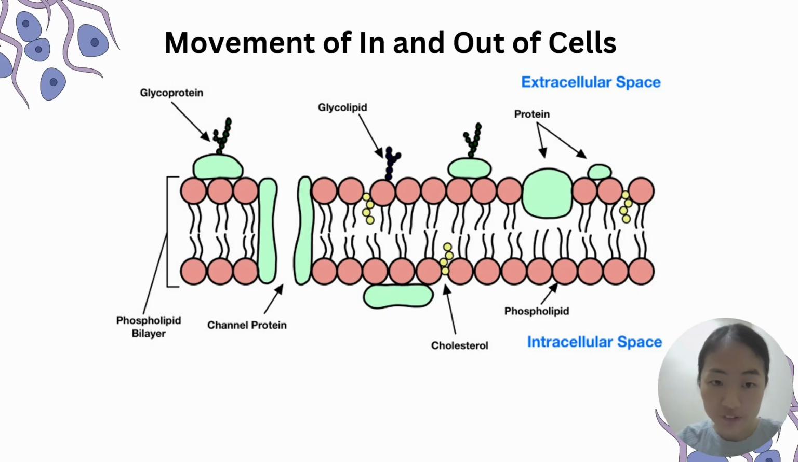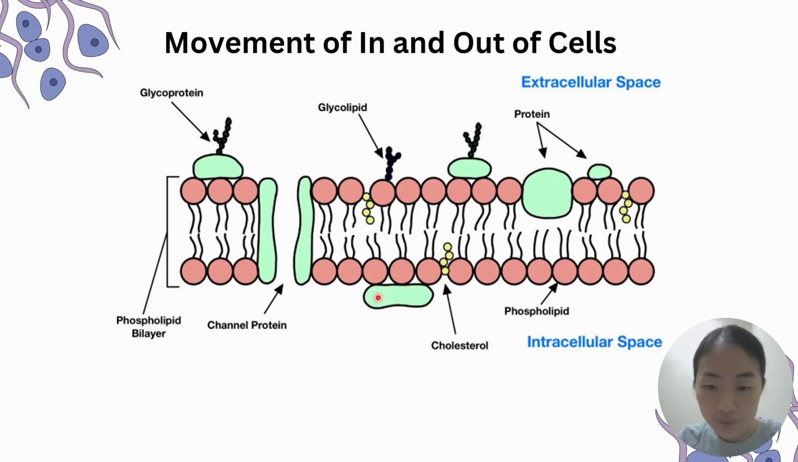Other than phospholipid molecules, the cell membrane also consists of embedded proteins. As you can see, those proteins are known as carrier proteins or channel proteins. They are embedded within the phospholipid bilayer. These proteins help to transport certain molecules which are unable to pass through the fatty acid tails.